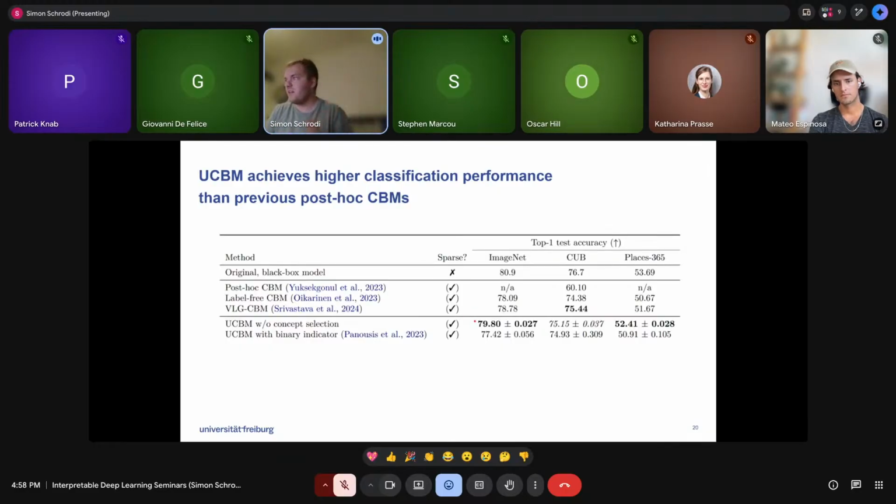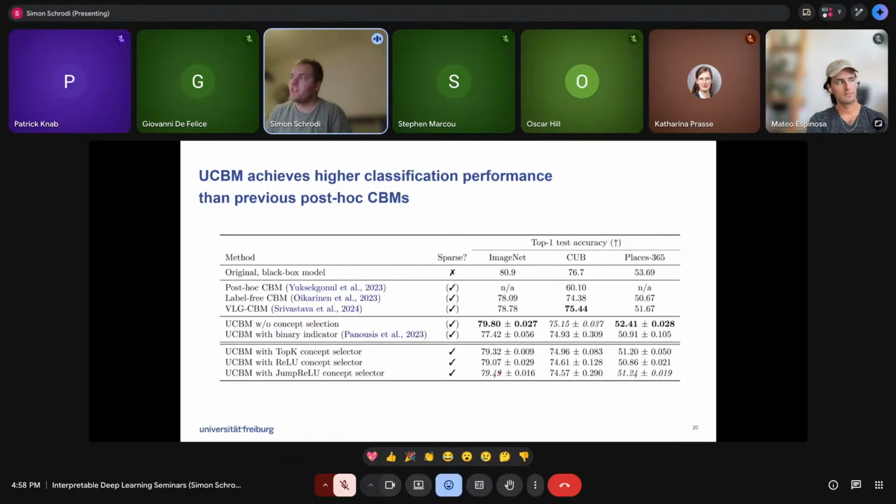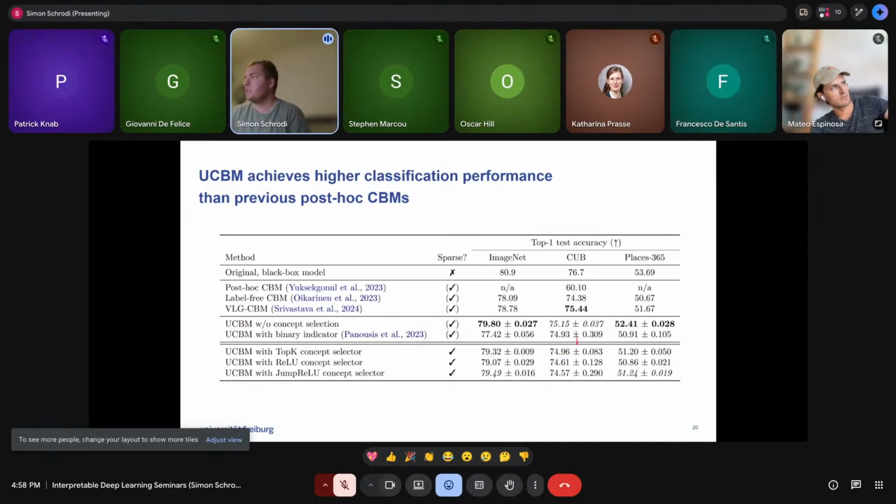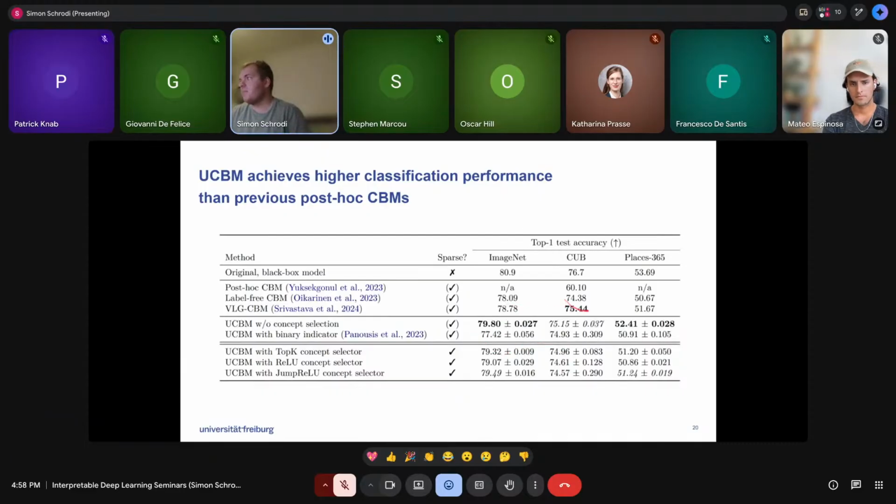And the good thing is the sparsity doesn't hurt that much. What we see here is only sometimes very small drops in performance, like 1 to 2% with these high levels of sparsity, and we still get better numbers than those, except for CUB, where VLG-CBM is better. So this is quite nice. This shows that we can get a lot of sparsity but still get very good performing models.